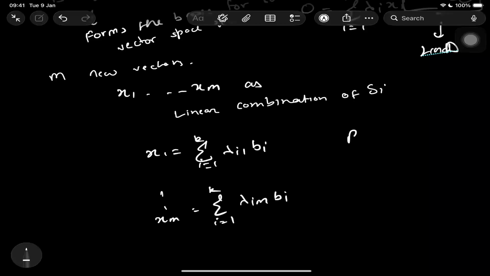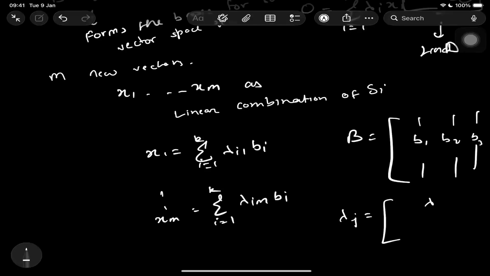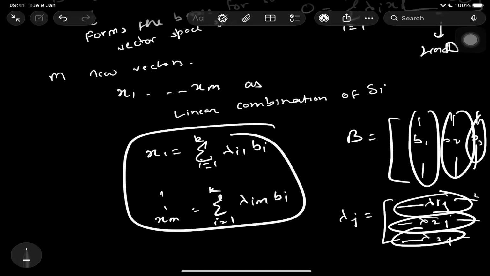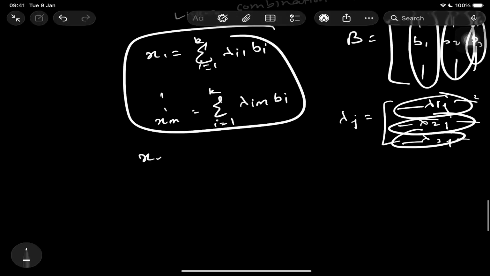So basically what our B equation looks like is this, like B1, B2, B3 and so on. Okay, and what our lambda j looks like is lambda 1j, lambda 2j, lambda 3j, like that. Okay, so B we multiply with this, we multiply with this, and so on. That's how we came up with this thing. So basically xj will be equal to nothing but B lambda j.